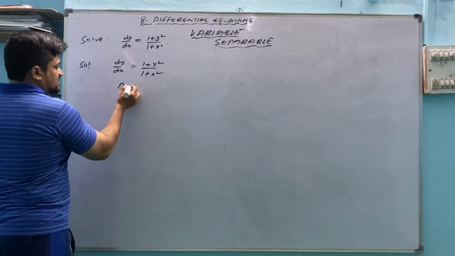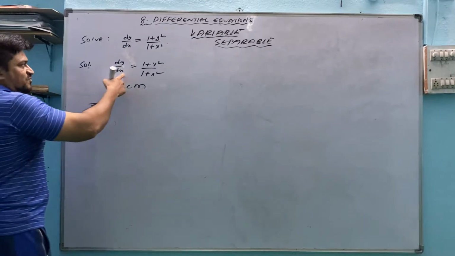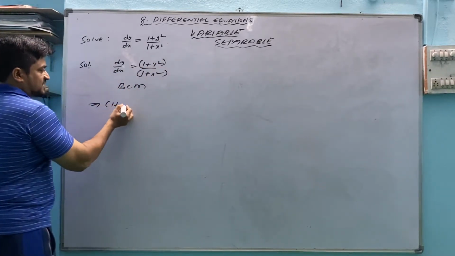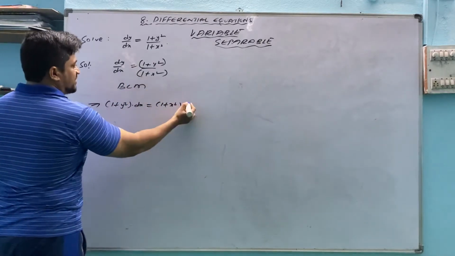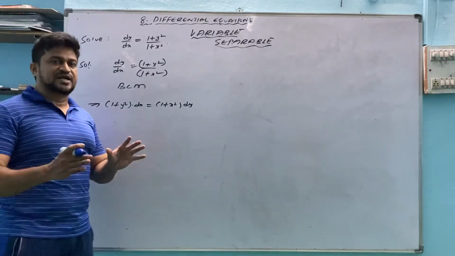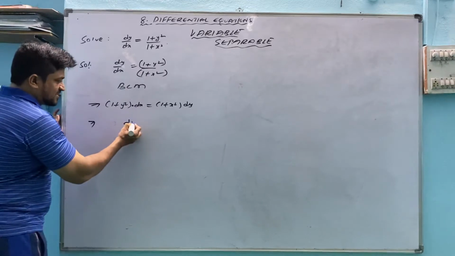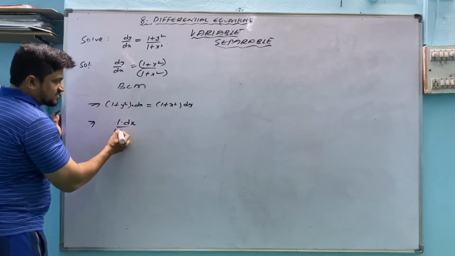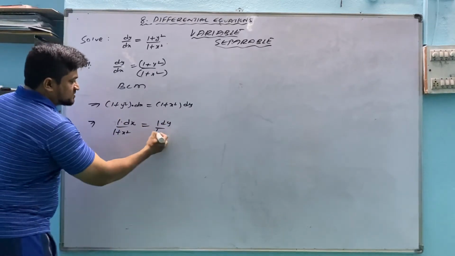Cross multiply this one in such a way that we take dx on the left side. So I'll multiply with dx and take them in brackets: 1 plus y square into dx, and here 1 plus x square into dy. Now x terms are taken with dx and y terms are taken with dy. Means what? Here the multiple is there, dx remains the same. Whatever x terms are there come here in the denominator. Here dy is there, y terms go to the denominator.